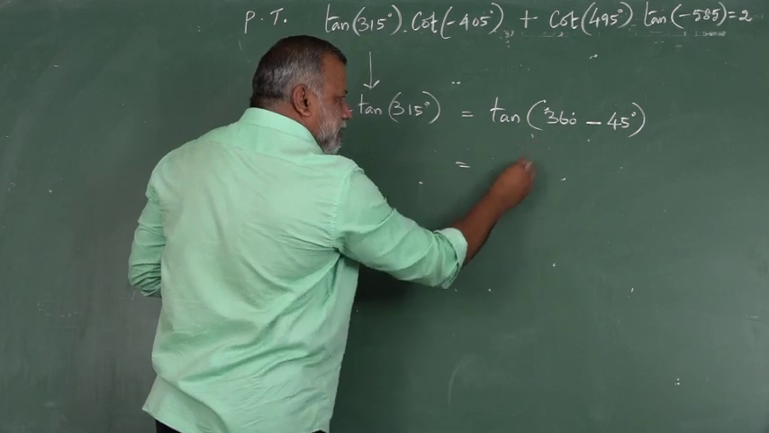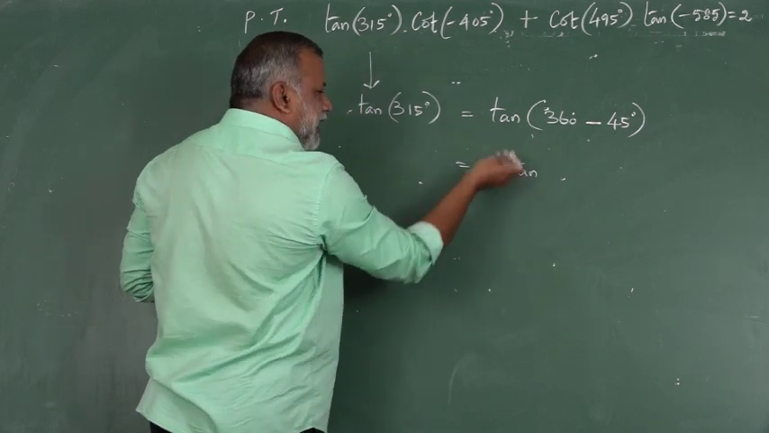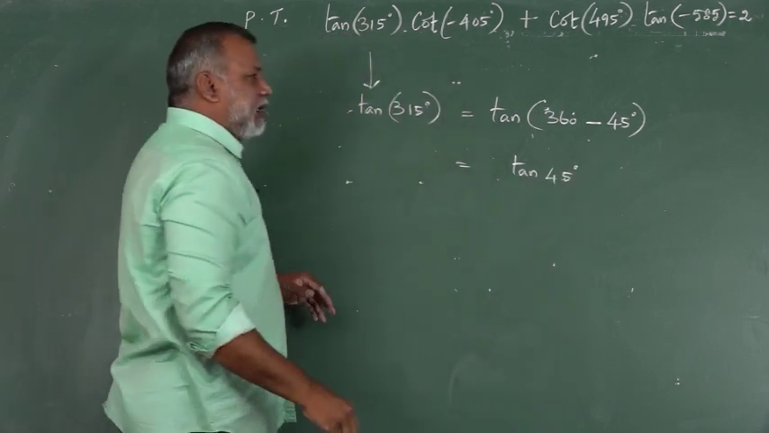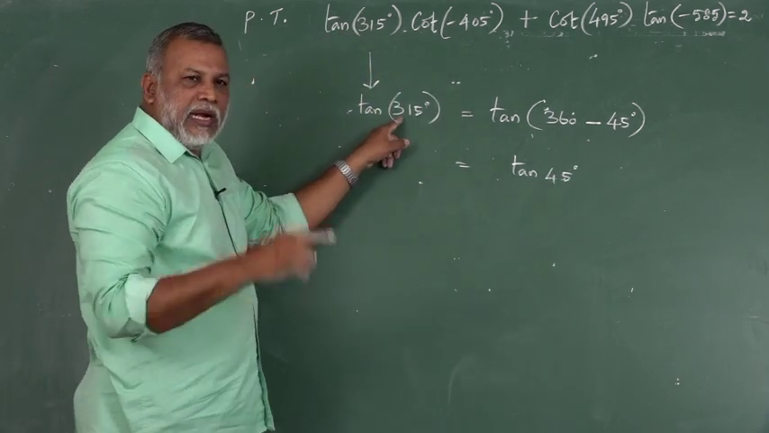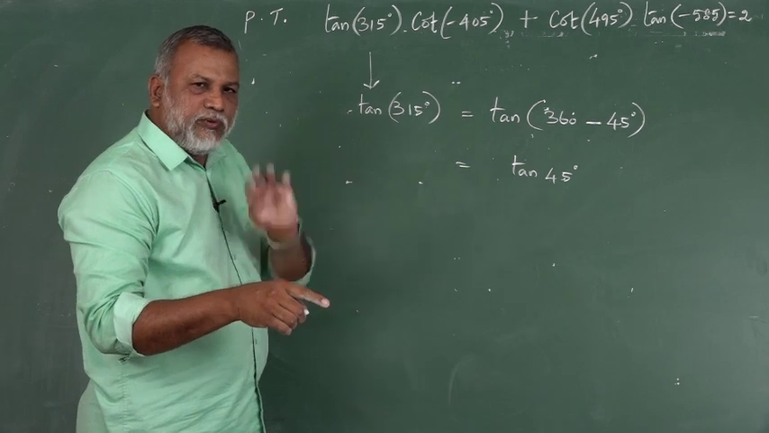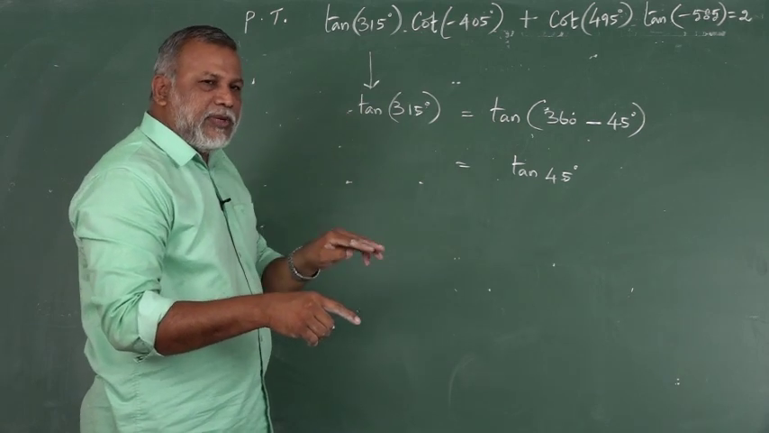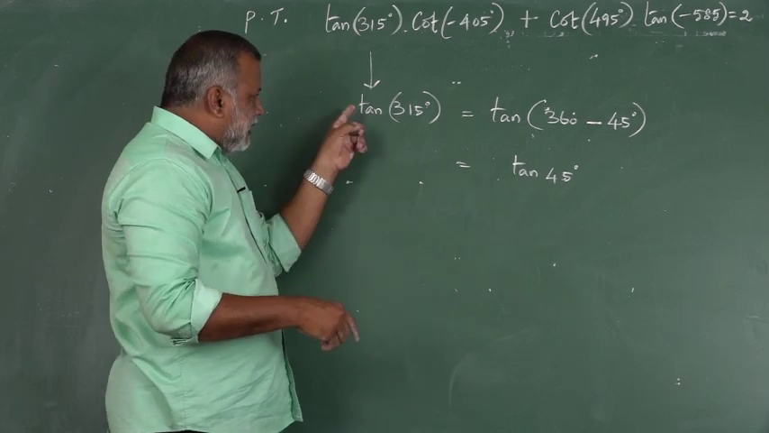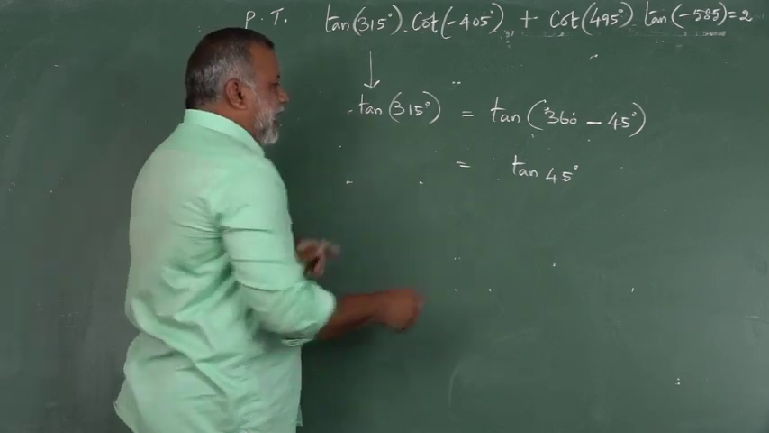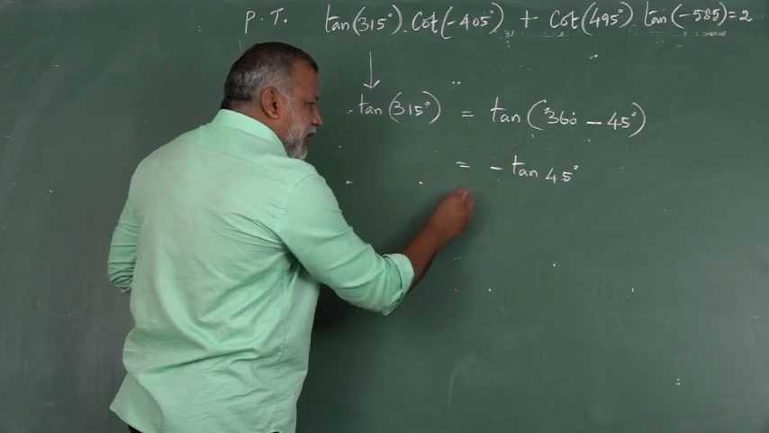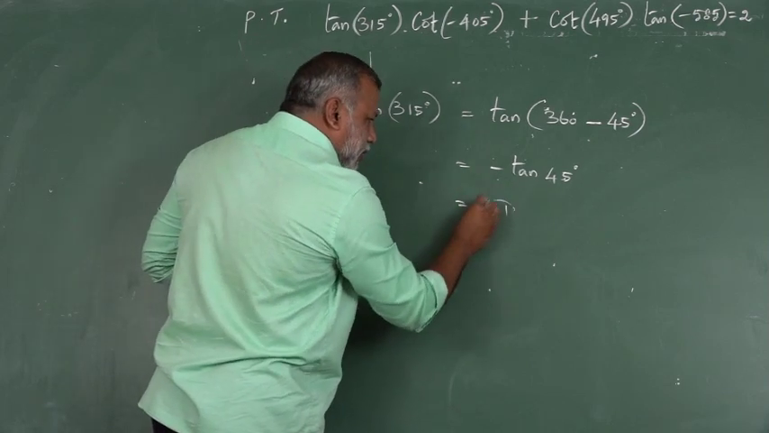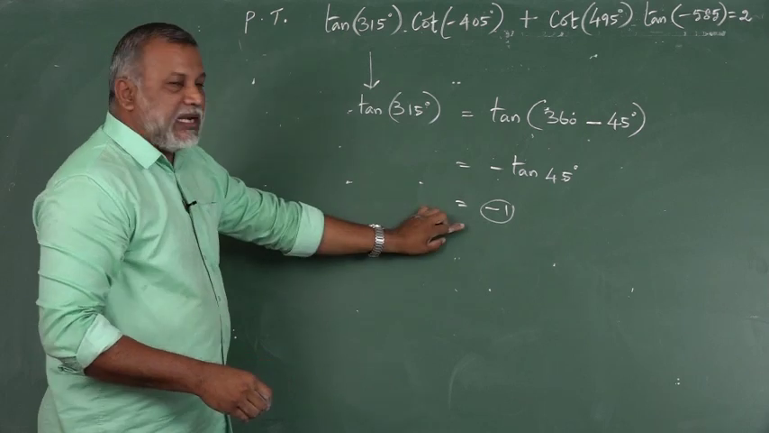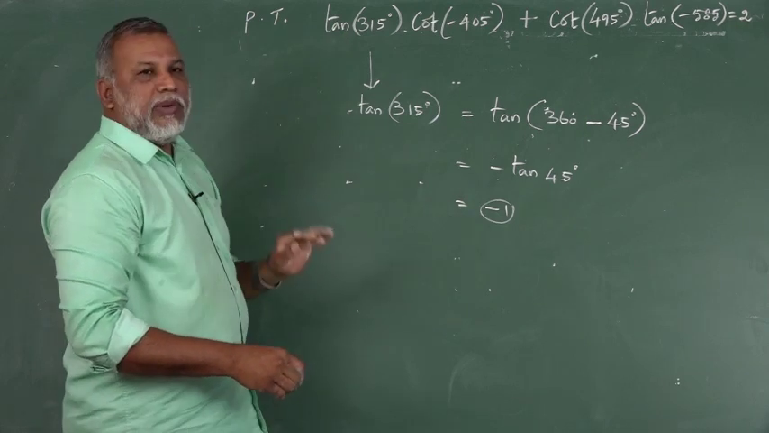Now 360 comes, so apply the same function. Tan means tan. Instead of theta, we have 45 degrees. But 315 lies in which quadrant? It lies in the 4th quadrant, by applying the concept of ASTC. In the 4th quadrant, tan is negative. That means we get minus 1. Therefore, tan 315 separately worked out gives minus 1.